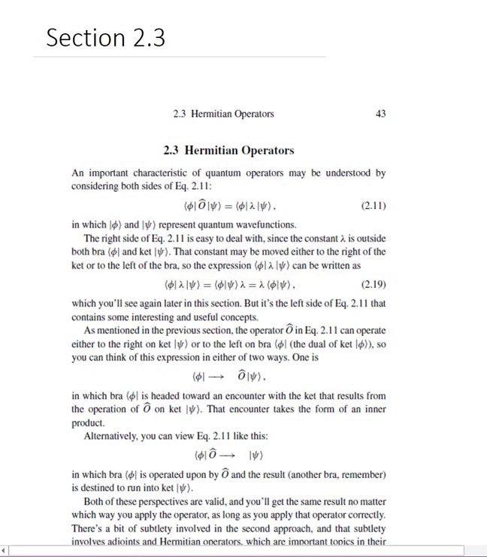Hi, this is the video for section 2.3 of A Student's Guide to the Schrödinger Equation. This one's all about Hermitian operators.